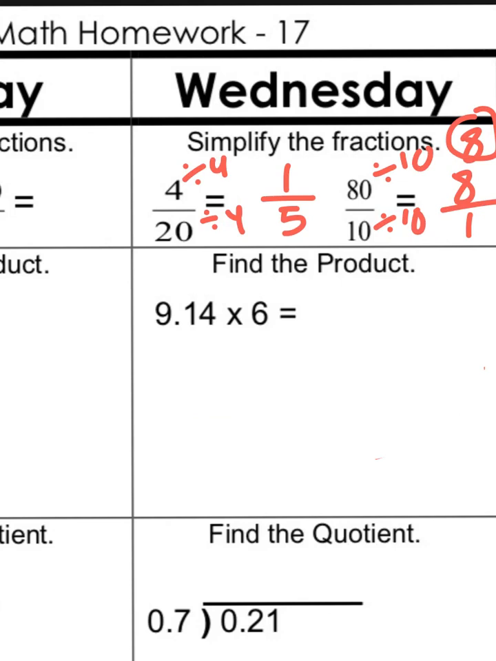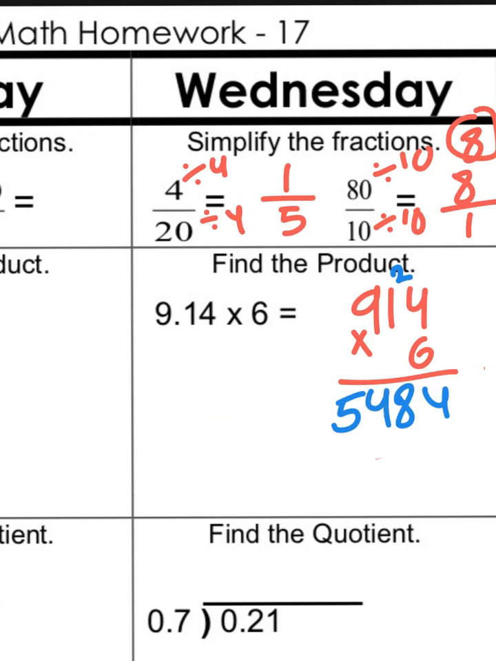For the second one, imagine it's a whole number, so it's 914 times 6. 6 times 4 is 24, carry the 2. 6 times 1 is 6, add 2 is 8. 6 times 9 is 54. We know that there's going to be 2 numbers behind the decimal, so it goes there. Our answer is 54 and 84 hundredths.